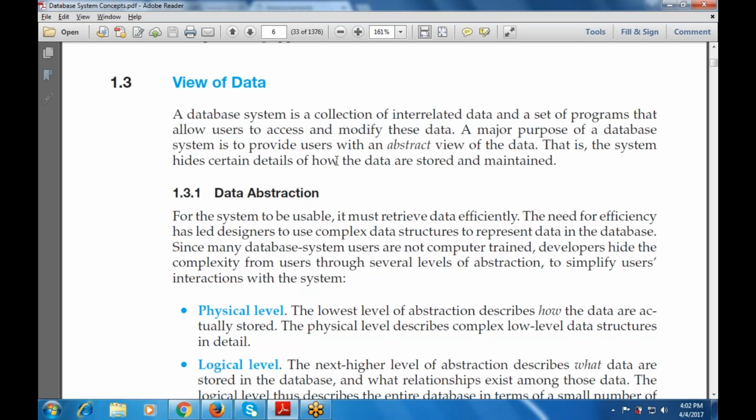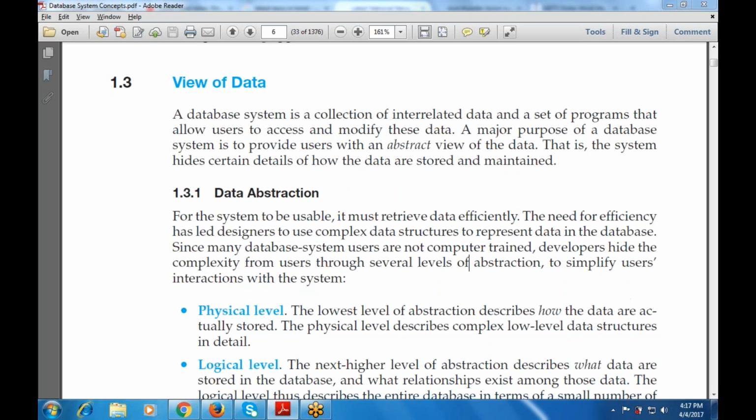That is, a system hides certain details of how the data are stored and maintained. So the first part is data abstraction. For the system to be usable, it must retrieve the data efficiently, and the need for efficiency has led designers to use complex data structures to represent the data in the database system.